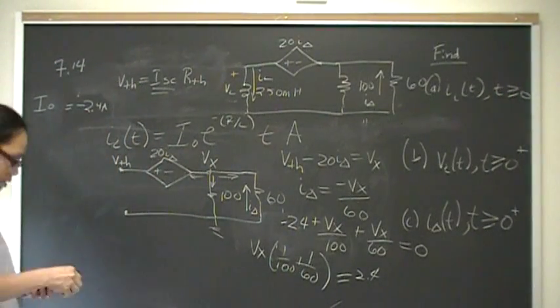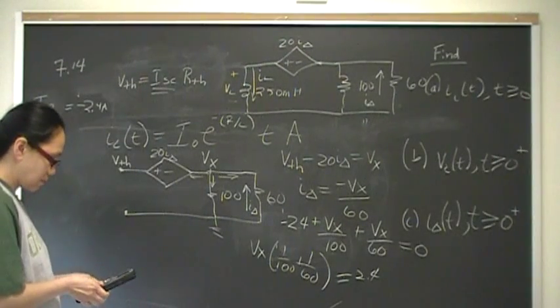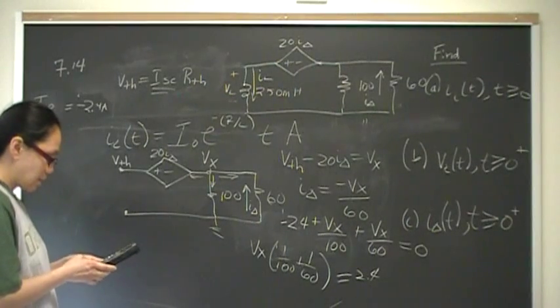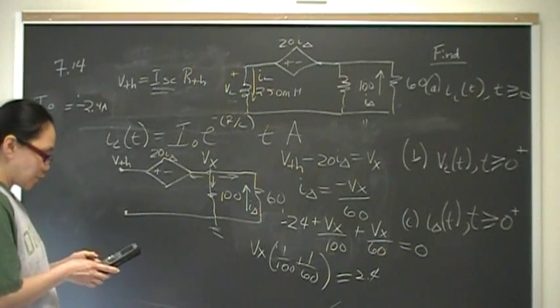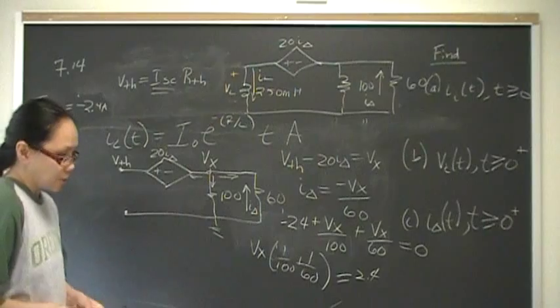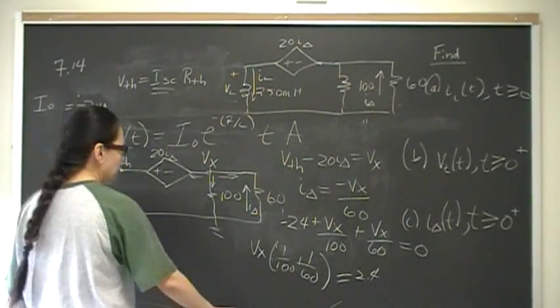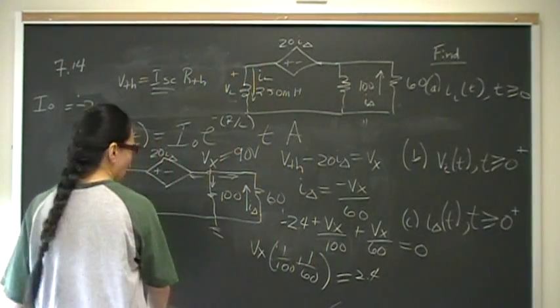Alright, so divided by 100 plus 1 divided by 60, and then 2.4. So this is telling me, when I solve for that, I find that Vx is really 90 volts. Okay.